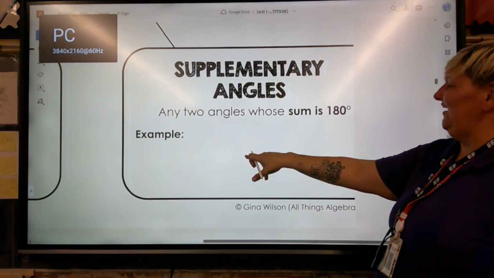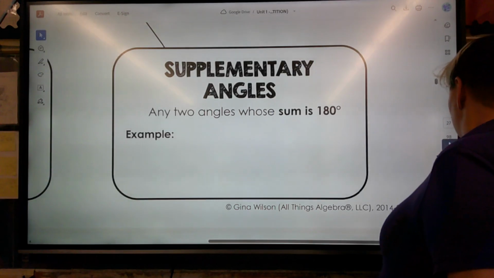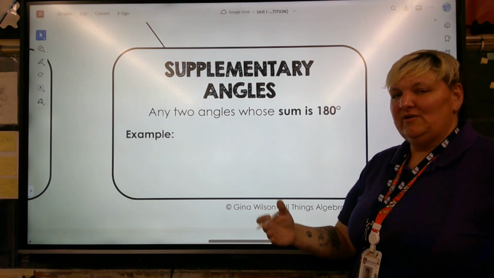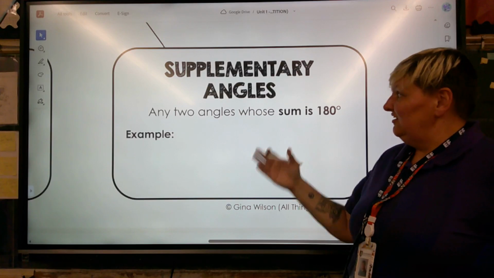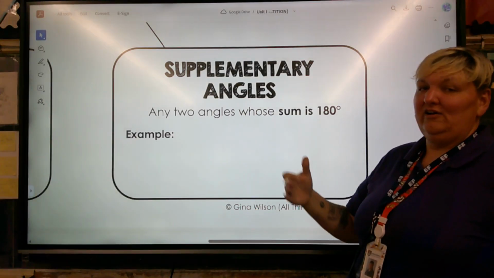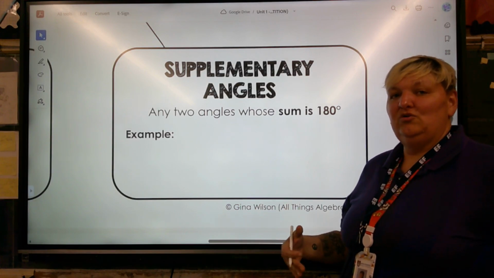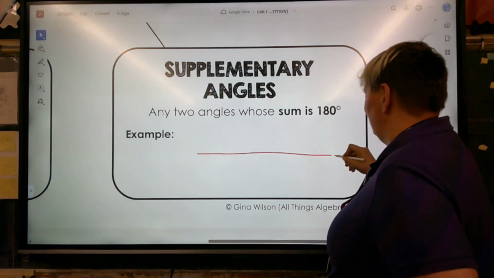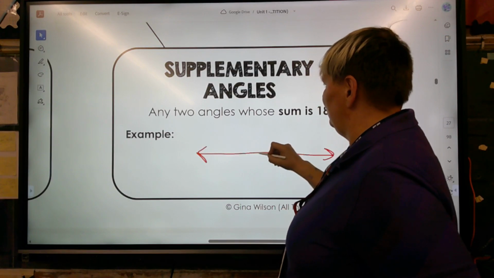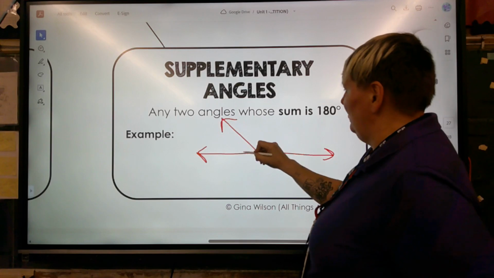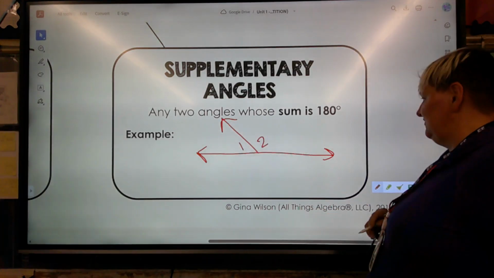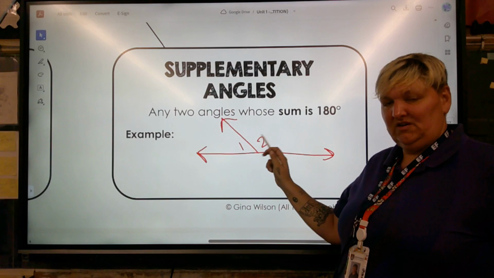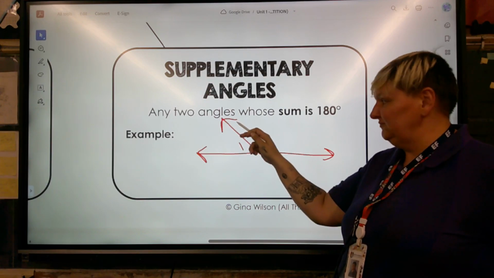Next up is supplementary angles. Think about complementary as the first step: 2 angles together to give you 90 degrees. Supplementary is the next step: two angles together to give you 180 degrees. So any two angles whose sum is 180 degrees. So suppose you have angle 1, angle 2. Two angles, which are also adjacent, because they're side by side and they share a common wall.